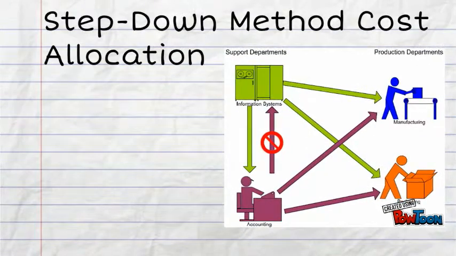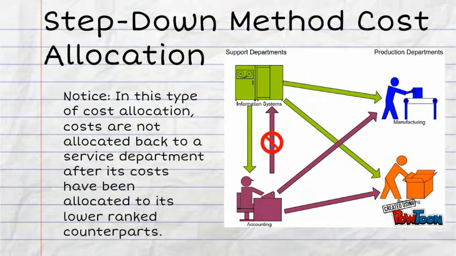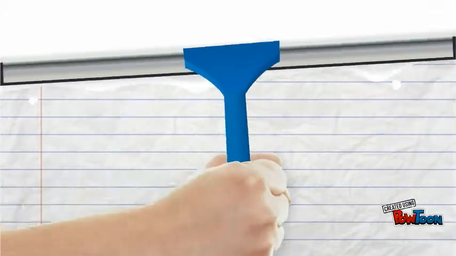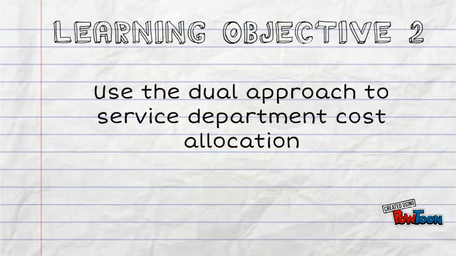This is an example of step-down method cost allocation. In this type of cost allocation, larger service departments allocate costs to other departments that use their services. Note that costs can't be allocated back to a service department after its costs have been allocated to its lower-ranked counterparts. Learning Objective 2. Use the dual approach to service department cost allocation.